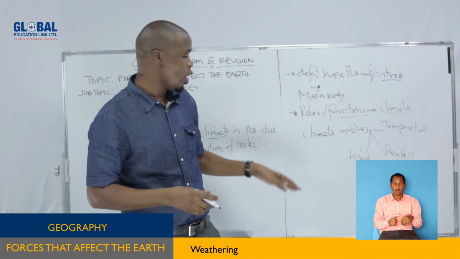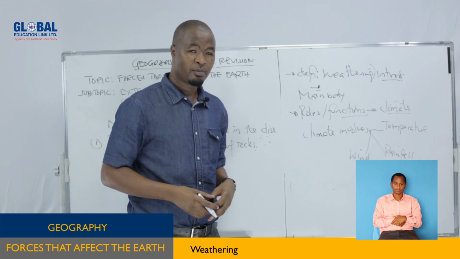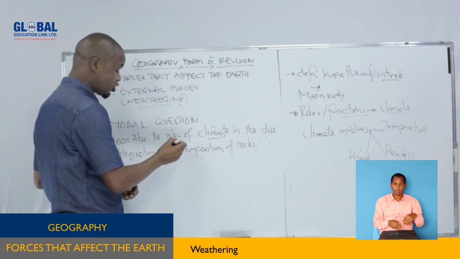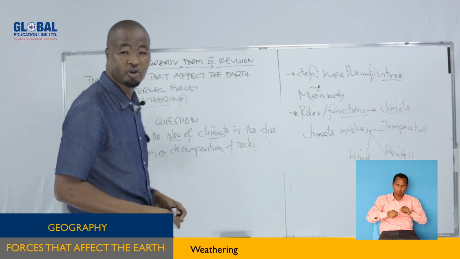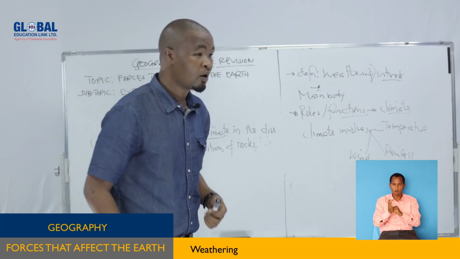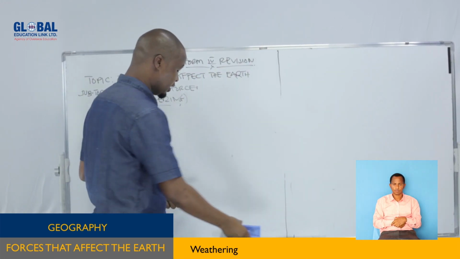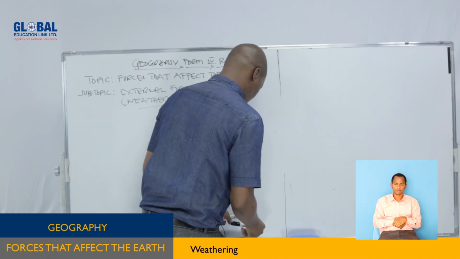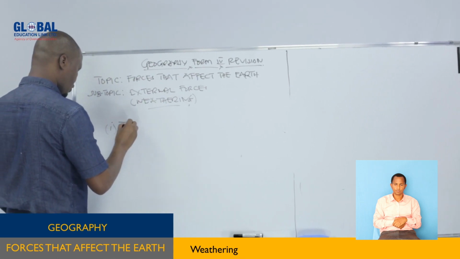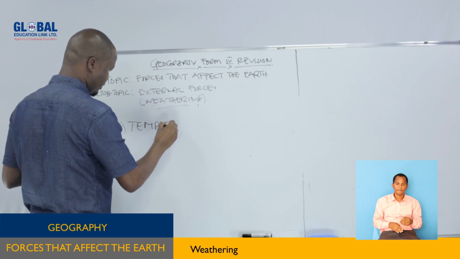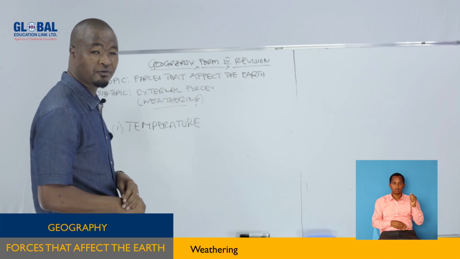So let's see how each element plays a major role in the disintegration of the rock. Are we together? Because the question I've said will need us to explain the role, the function of climate in either the disintegration or the decomposition of the rock. So let's see what happened. Let us start with the temperature. It is the first element of climate.